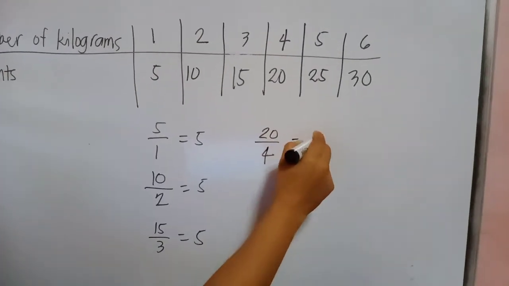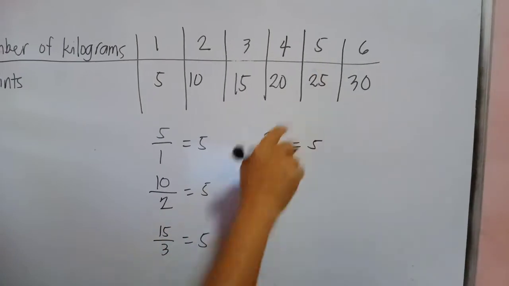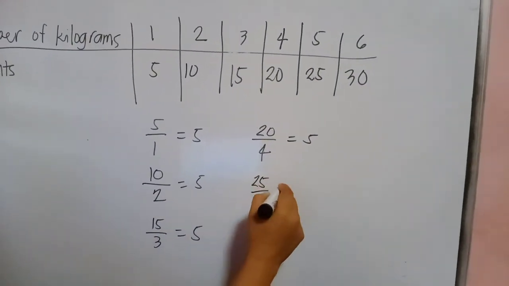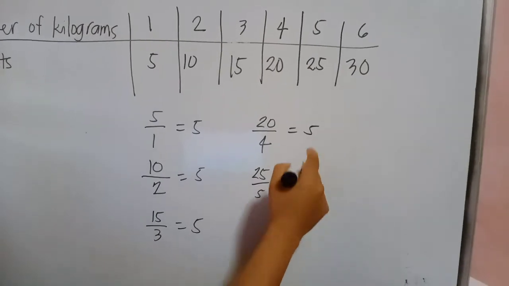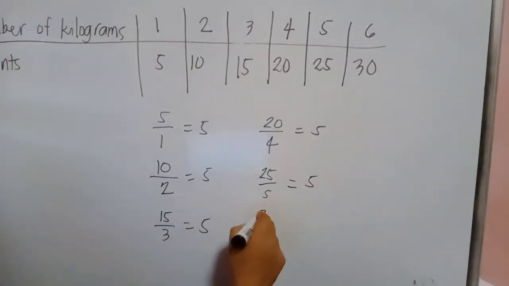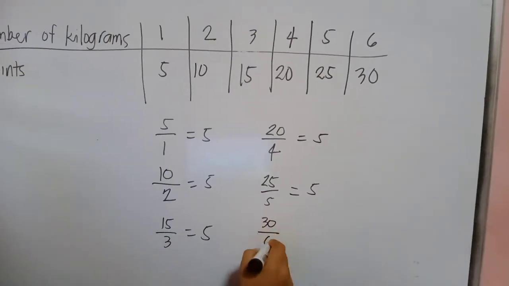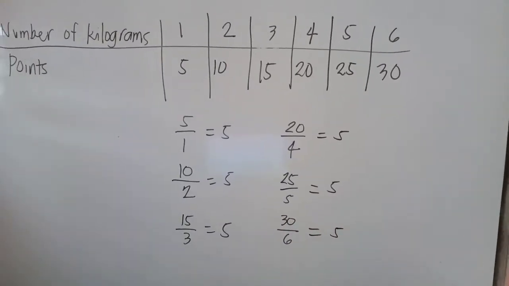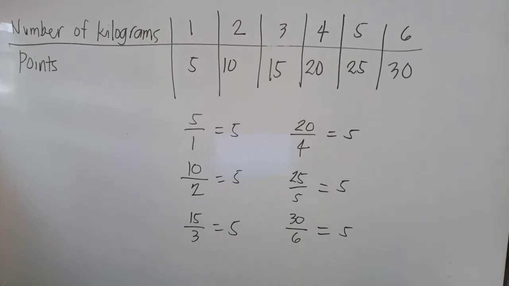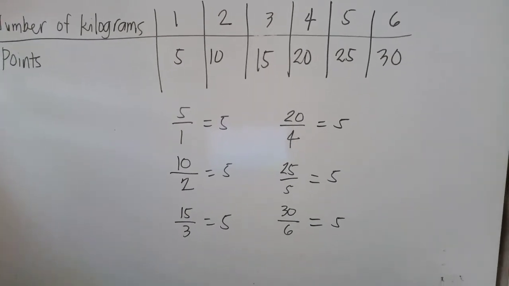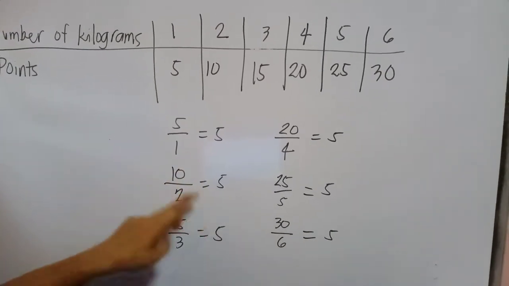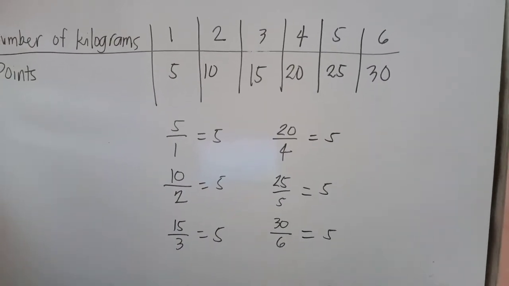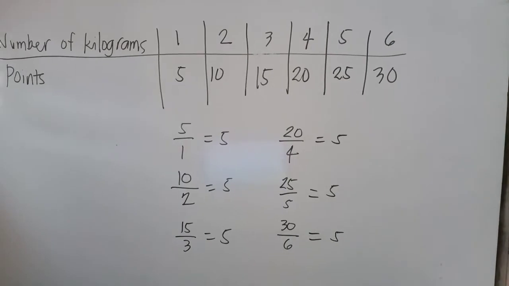And 25 over 5 is 5. Lastly, we have 30 and 6, and 30 divided by 6 is 5. So it is very clear that there is a ratio which is constant, and that is 5. That explains why this is an example of a direct variation.